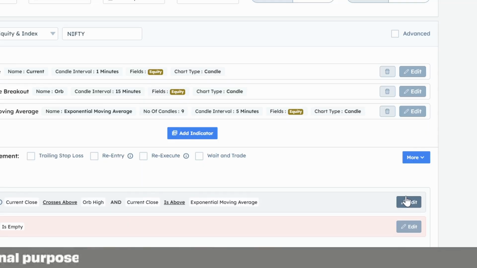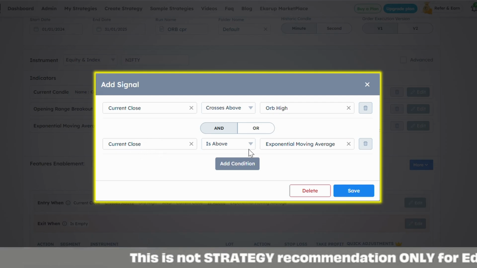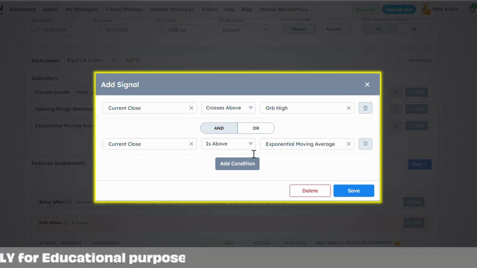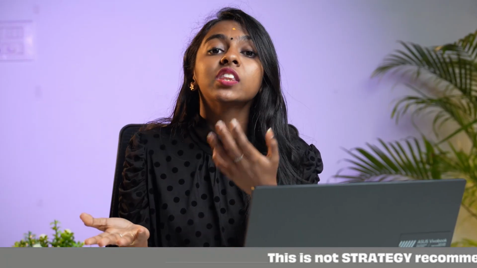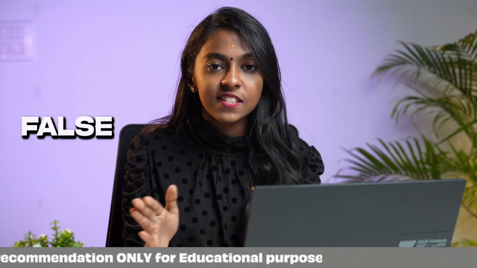So now we are going to give the entry condition as current close crosses above ORB high, and also the current close is above EMA 9. Only when both the conditions are met, only then it will enter into a trade. By adding the two indicators, it will help us to know the strong directional movement. We are combining the breakout signal with the trend identification of EMA in order to reduce the false signals.